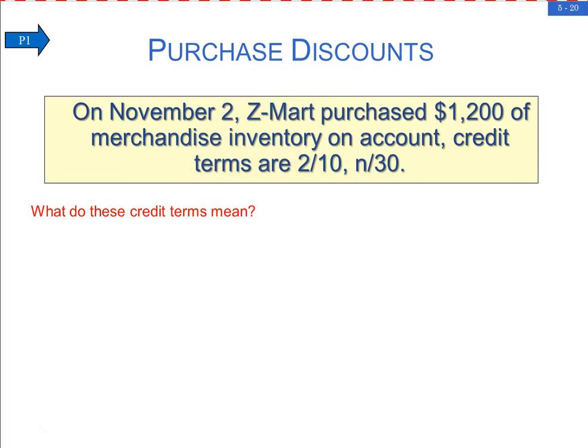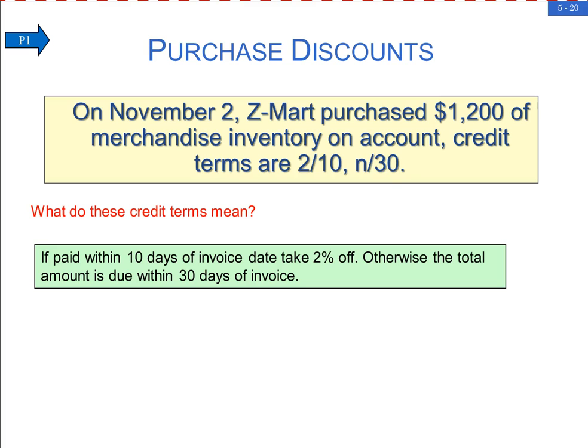So let's jump back into an example here. Let's say on November 2nd, instead of buying in cash, Z-Mart, our company, purchased $1,200 of merchandise inventory on account. And the credit terms, meaning our supplier, said, hey, you can go ahead and buy this on account. You don't have to pay me now. It's due in 30 days, but if you pay soon, within 10 days, you can take 2% off. That's what those terms mean. And we do it to incentivize people to pay in advance so that we don't have to chase them, don't have to put them into collections, and we keep the cash flowing. Real important. So that's what those terms mean.